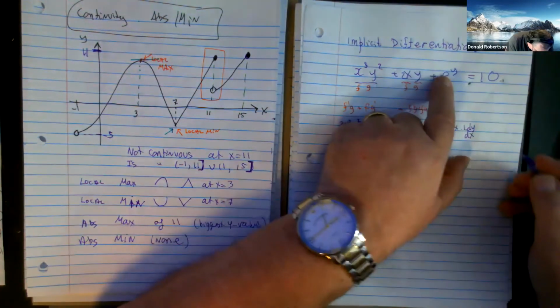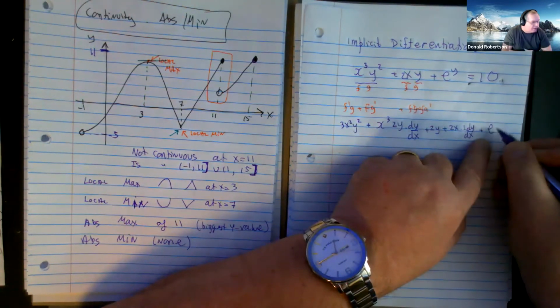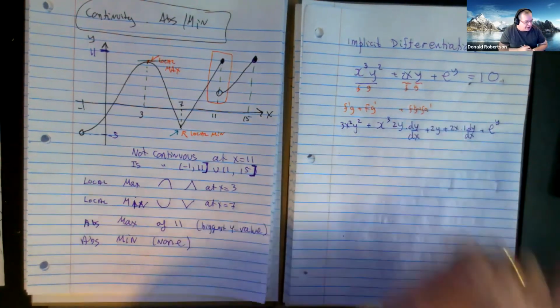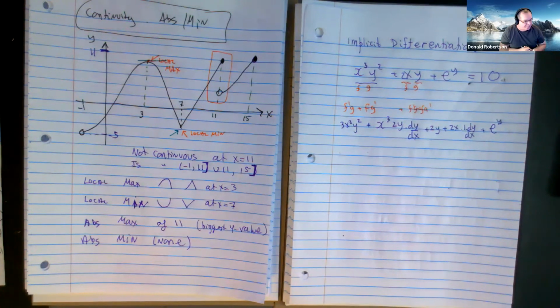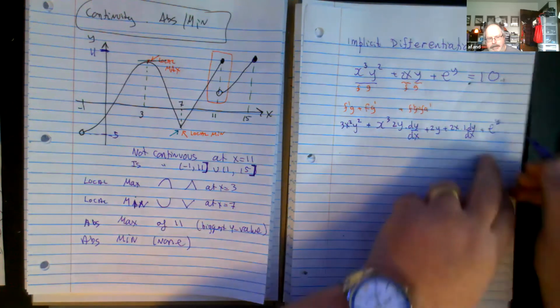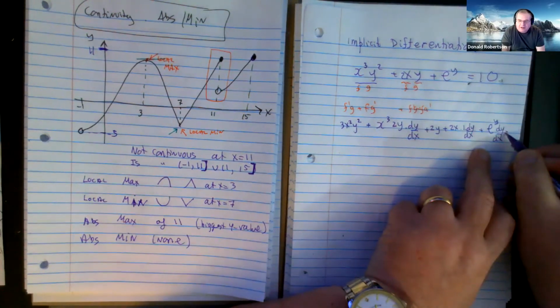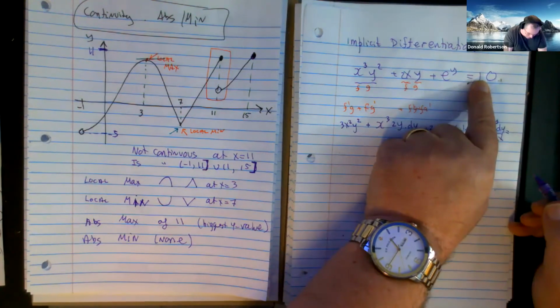Now, e to the y, well, if you differentiate e to the y, you do get e to the y. What else do you get? If you differentiate e to the y, you get e to the y times dy dx, every single time. And don't get caught out by this. If you differentiate a number, don't you just get 0?